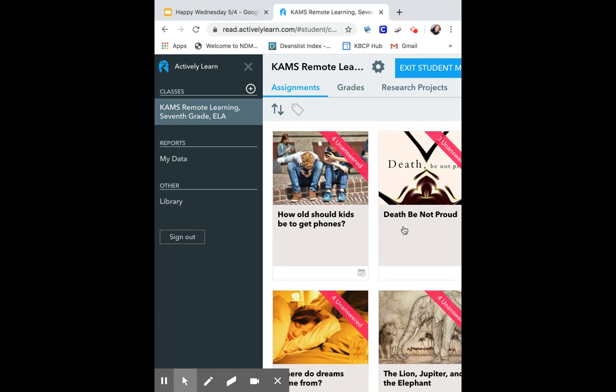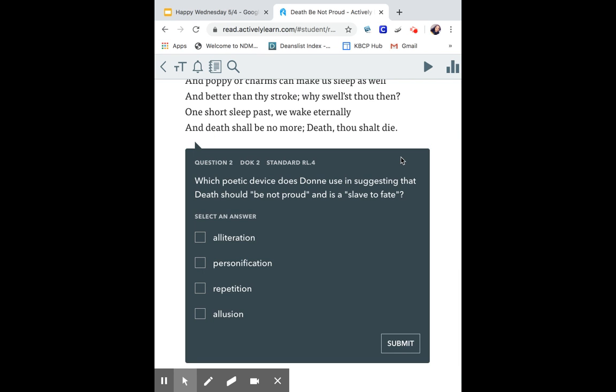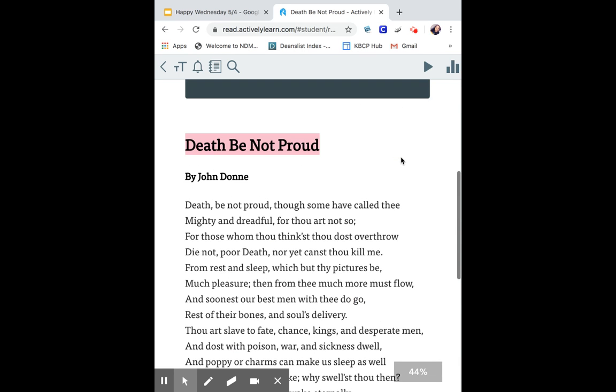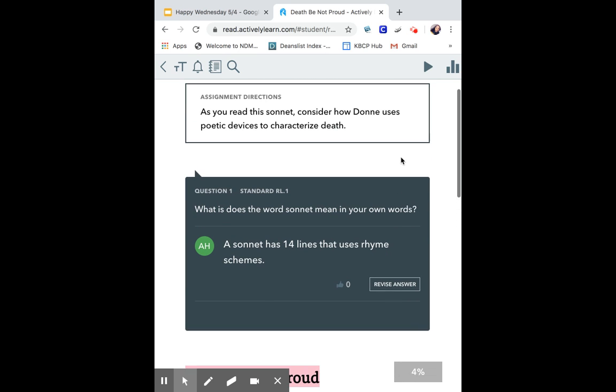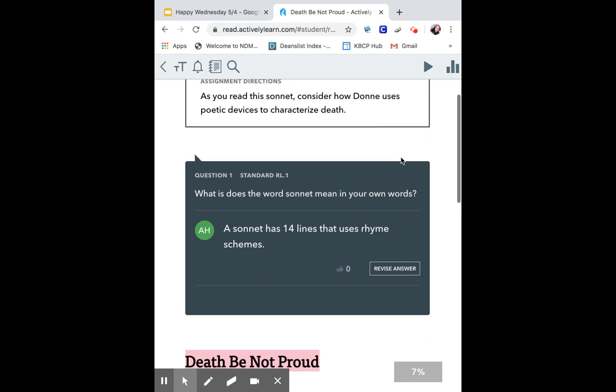All right. So you're going to start with Death Be Not Proud. Now, in order to log on to Active Learn, you need to log in with your Google email and password that you would normally use, okay? Then you will go to Death Be Not Proud, which is the We Do for today, okay? So what does the word sonnet mean in your own words? I said a sonnet has 14 lines that uses rhyme scheme. Okay? So that'll be a question that you need to answer on your own.